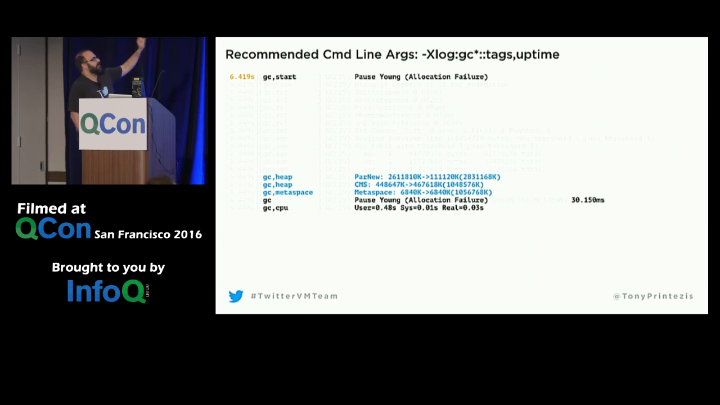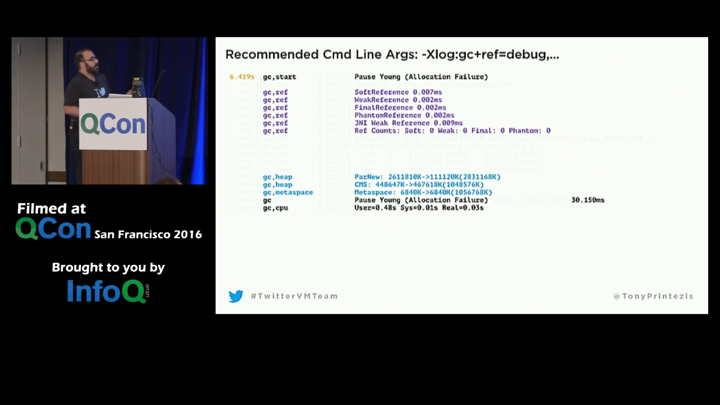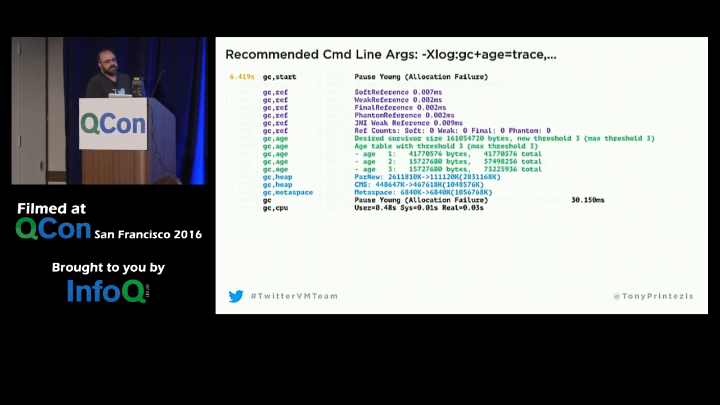Using the uptime decorator, you now get those timestamps. And if you get the timestamp that was generated at the start of the GC, that's the actual timestamp that you want. Don't read the timestamp at the end of the GC, because remember, that's not the start of the GC. It's when the log record was generated, as I said earlier. With GC ref at debug level, we enable the reference processing information, again in magenta. And finally, in green is the tenure distribution, and that's enabled with GC age at the trace level.